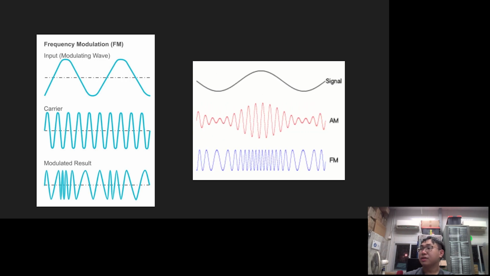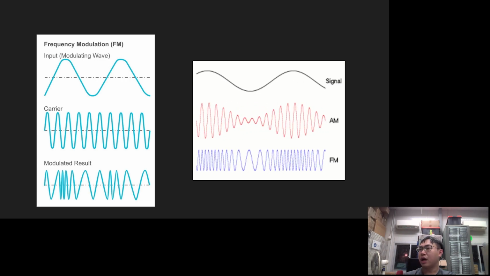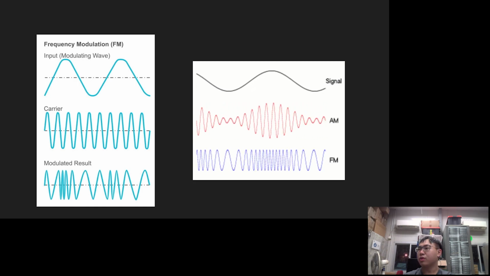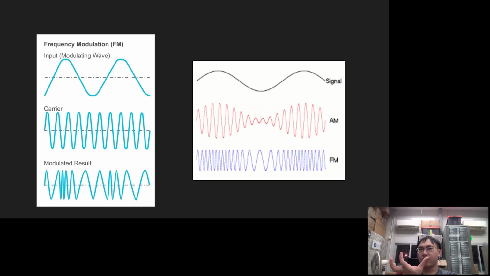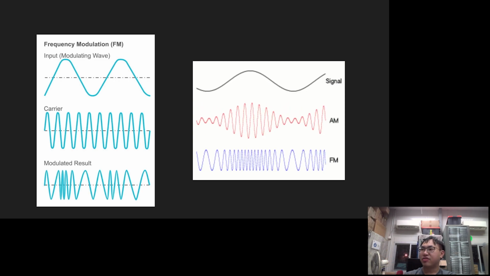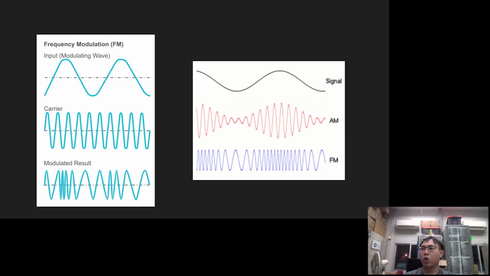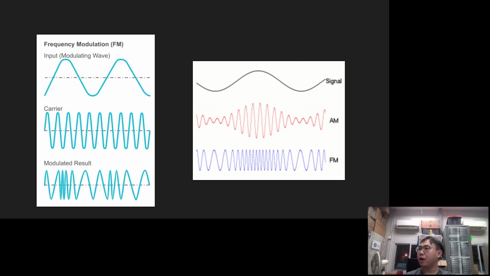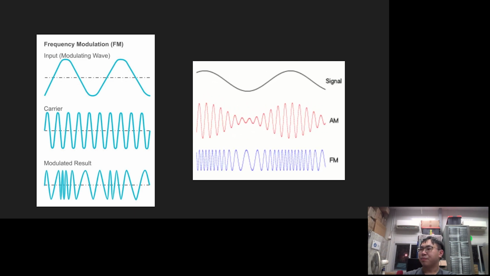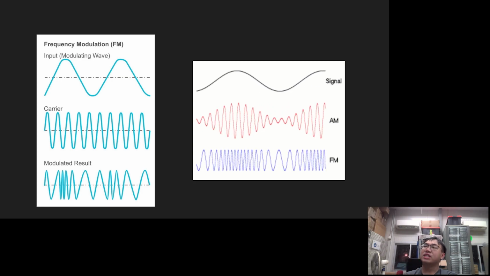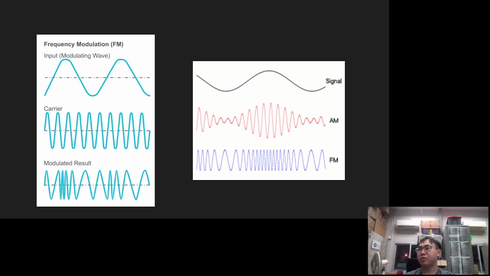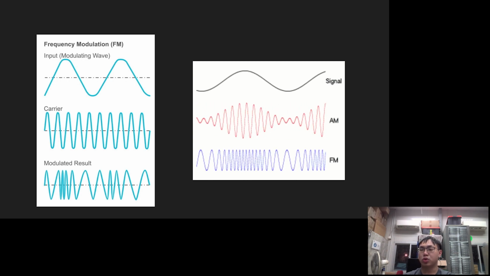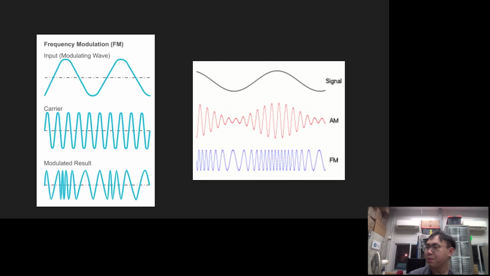For audio of high pitch, high frequency, you see that the wave is compressed, and for lower frequency the wave is spread out a bit. So this is a comparison of the same signal using different modulation methods.